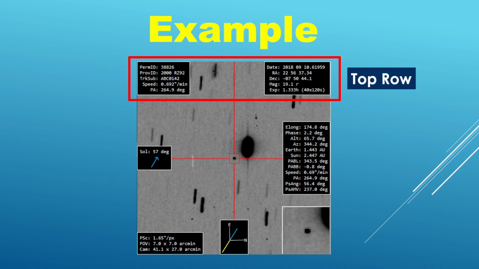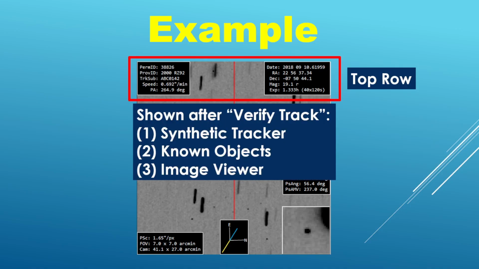And these can be shown after invoking the verify track routine, which can be accessed in one of three different ways: through the synthetic tracker, the known object module, or by adding the track through the image viewer. So I'll be showing each of these three in just a moment.